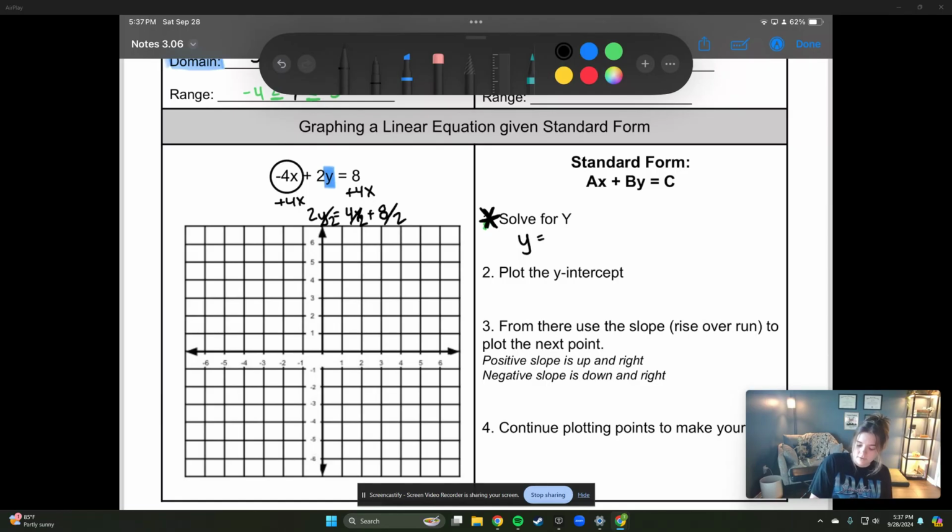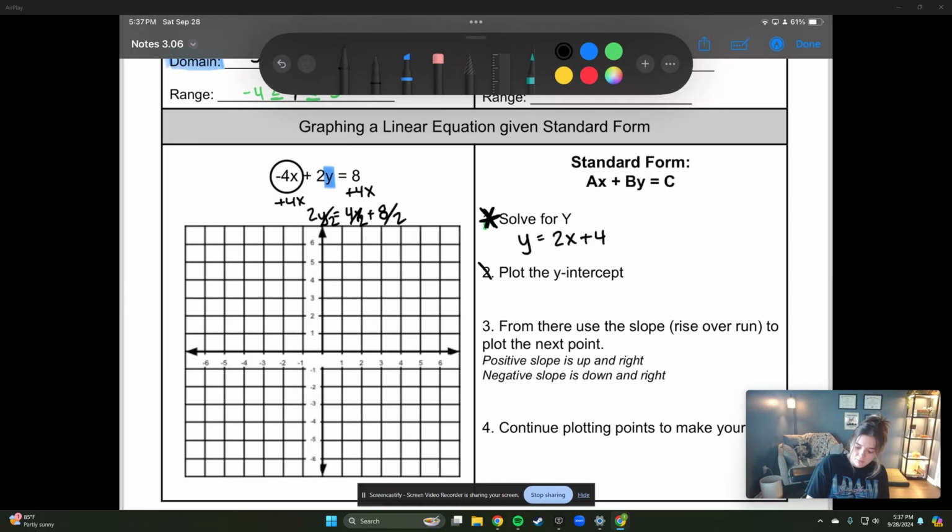4x divided by 2 is 2x. 8 divided by 2 is 4. And look at that. What form do we have it in now? We have it in slope-intercept form, and now it's going to be super easy to plot, right?